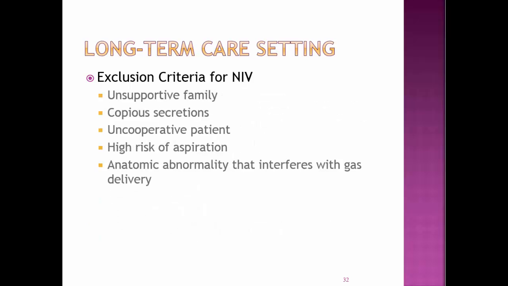Exclusion criteria for the long-term setting is an unsupported family, copious secretions by the patient, the uncooperative patient, and a risk of aspiration. You certainly don't want to have that patient vomit and throw up into that mask and inhale it. Anatomic abnormality that interferes with gas delivery.